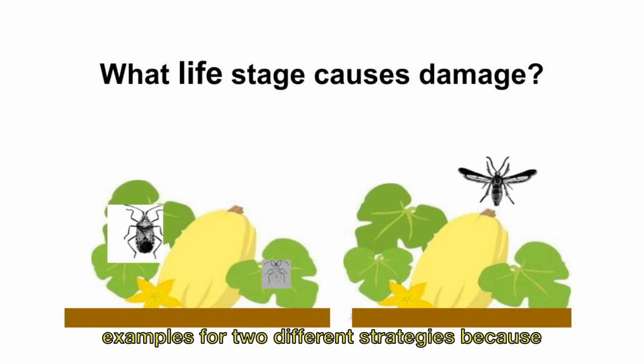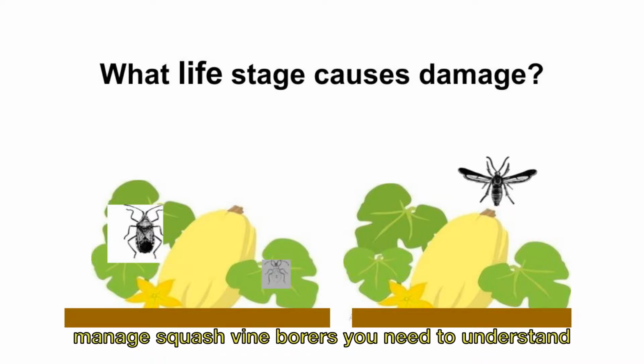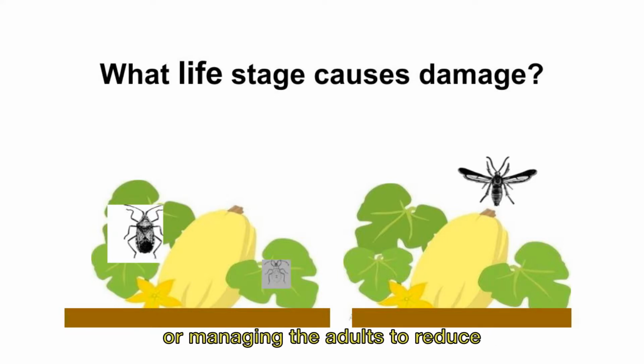And these are good examples for 2 different strategies, because in this insect you have all of the life stages feeding on your crop, while in this insect you only have the larvae attacking the crop. But in order to manage squash vine borers, you need to understand when adults are being active, because you're managing the adults to reduce the number of larvae that are going to subsequently damage the crop. And we'll talk about that in a minute in more detail.